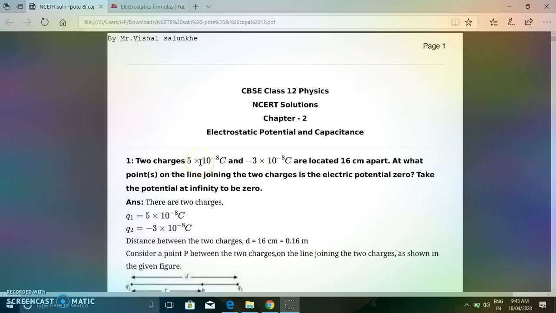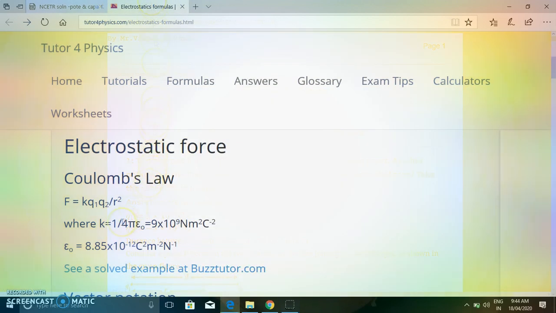Hi students, today we are going to see NCERT solutions for chapter Electrostatic Potential and Capacitance. Before I start this, I want to introduce some very important formulas in this topic. Let me start with Coulomb's law.